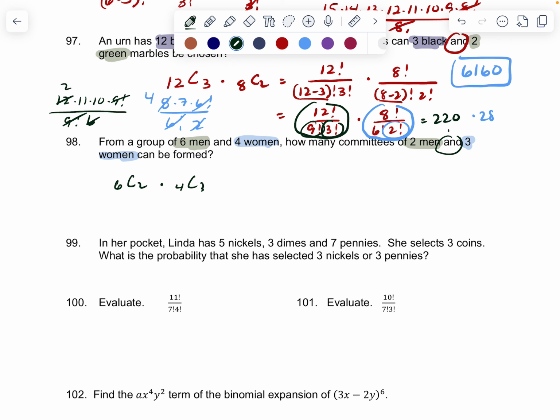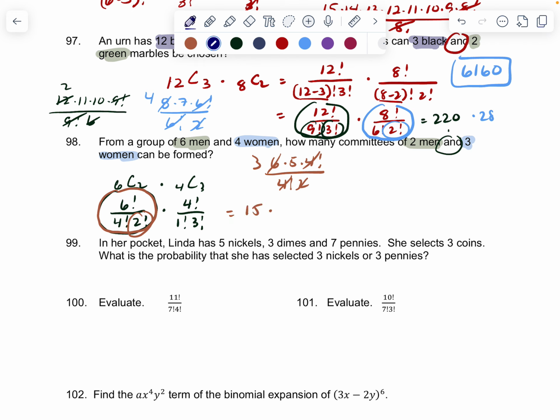Okay, so again, the 6 choose 2. It's going to be 6 factorial over 6 minus 2, which is 4 factorial times 2 factorial, times, and this is going to be 4 factorial over 4 minus 3, which is 1 factorial times 3 factorial. So doing this guy first here, I'll do it in this pink color. So 6 factorial is 6 times 5 times 4 factorial, over 4 factorial, and 2 factorial is just 2. These cancel. 6 divided by 2 is 3. 3 times 5 is 15. So that's that one.